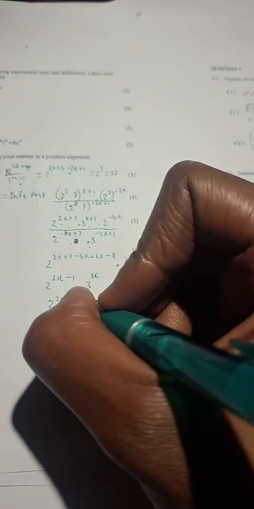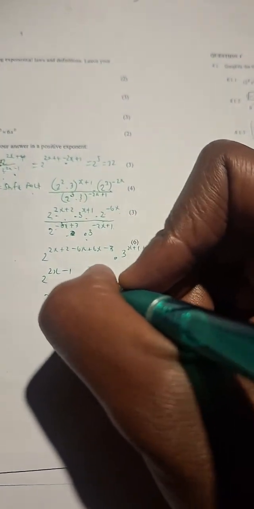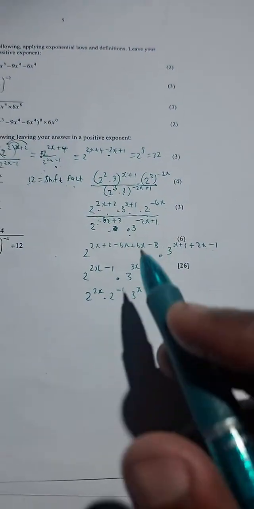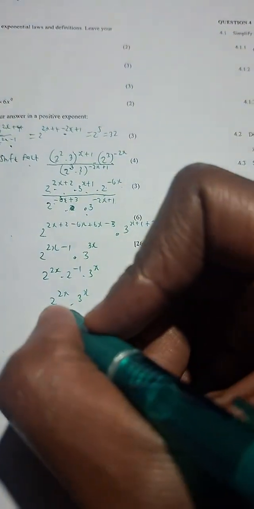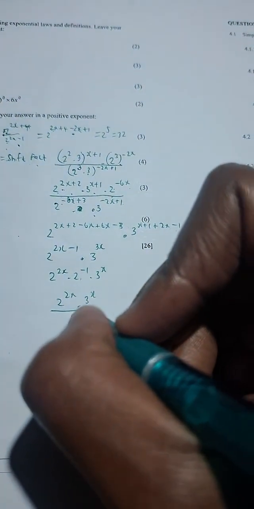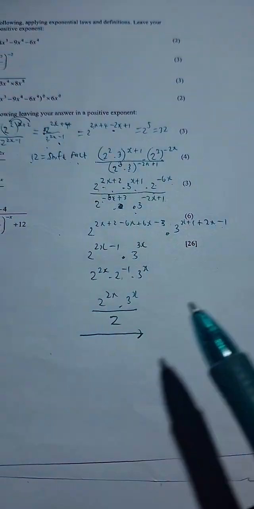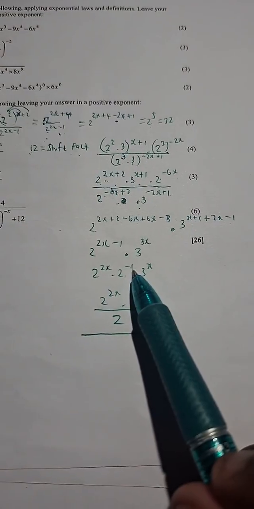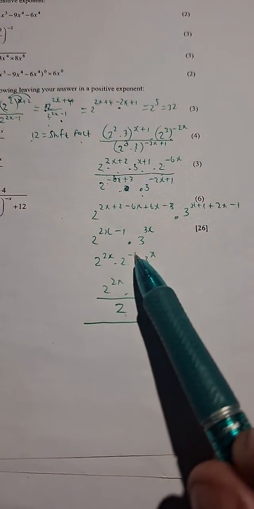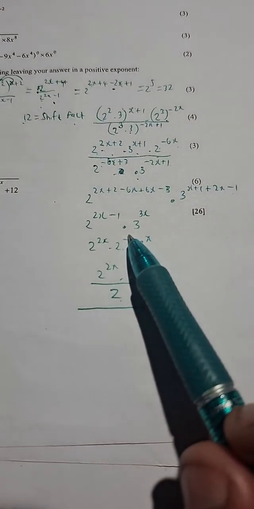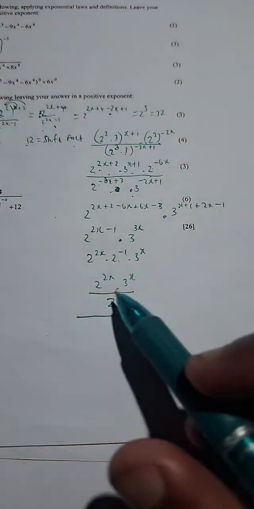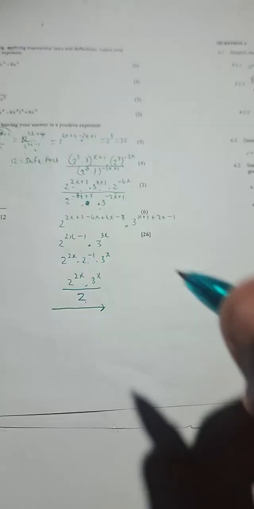Then this is times 2 to the power negative 1 times 3 to the power x. This becomes 2 to the power 2x times 3 to the power x over this 2 to the power negative 1, over 2. I think I can leave it like that because they said leave the answer as positive exponents. I don't need to have a negative exponent in the mix, so I need to have positive exponents, and I can just leave the answer like that.